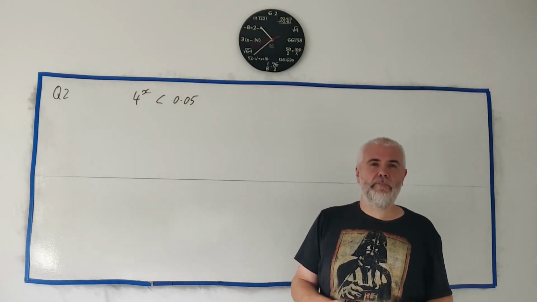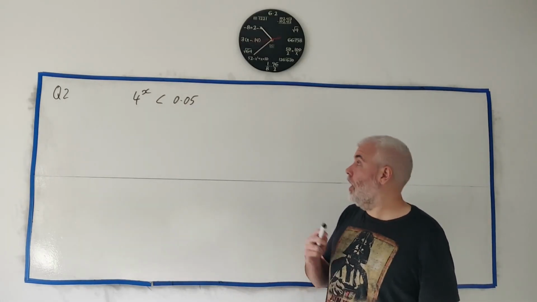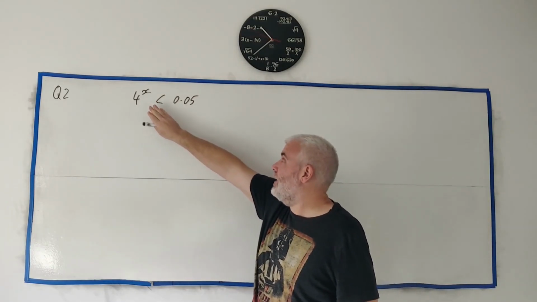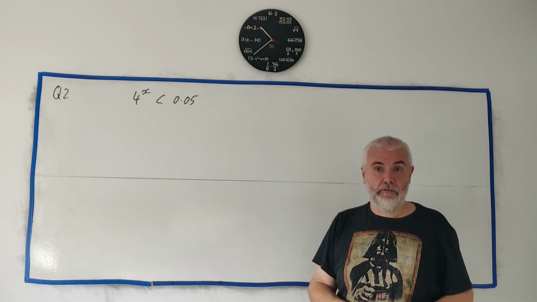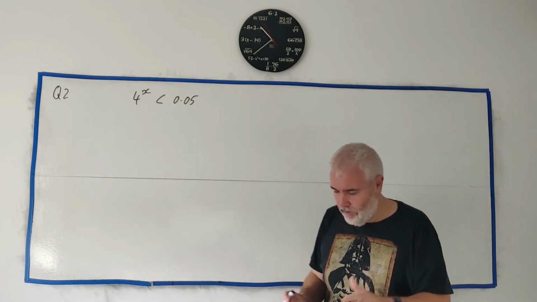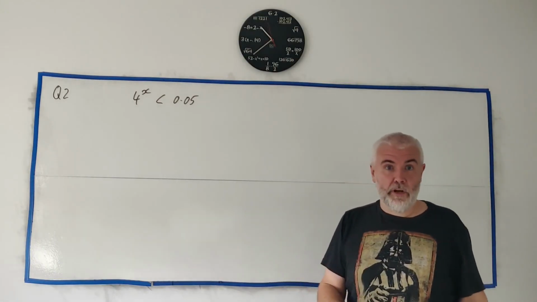Question 2 starts off by asking us to use logarithms to solve this inequality here: 4 to the power of x is less than 0.05, and they want us to give our answer to 3 significant figures. Okay, quite straightforward.